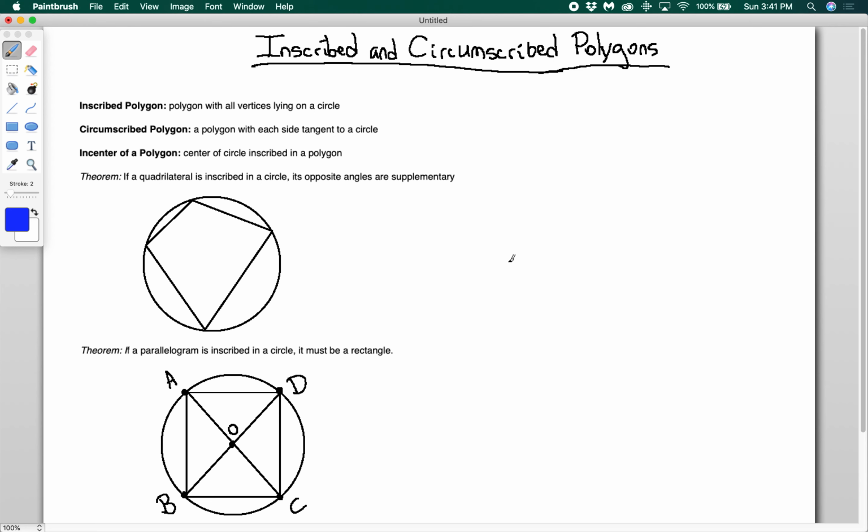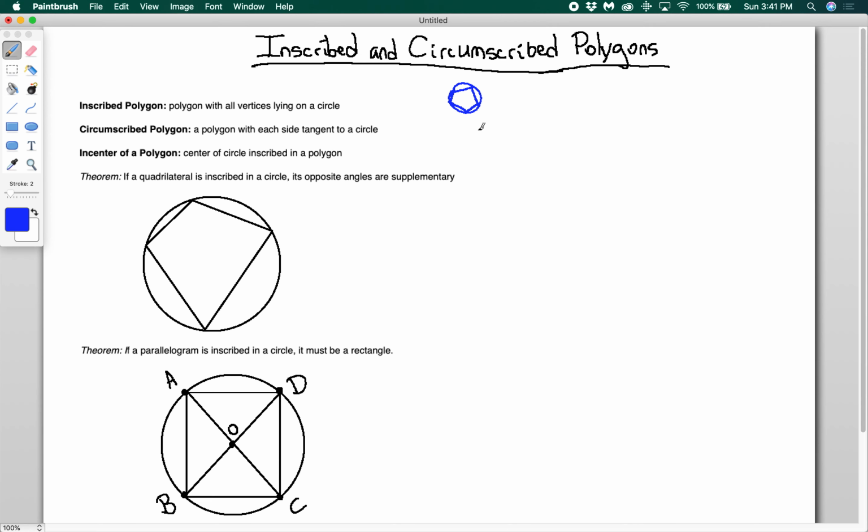In this video, we're going to talk about inscribed and circumscribed polygons. So an inscribed polygon is a polygon with all vertices lying on a circle. So if I draw a circle and I draw some random shape like this, all of these vertices lie on the circle. It is an inscribed polygon.